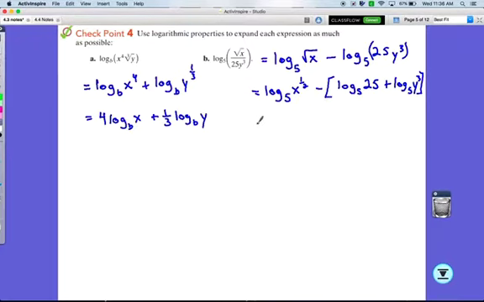All right, and then I can use distributive and power rules. The 1/2 comes out front, so 1/2 log base 5 of x. I distribute the minus, so I've got minus 5 to what power gives me 25? There's a 2. And then minus again, I can bring the 3 out front, make it 3 log base 5 of y. All right, and so that's how you expand.